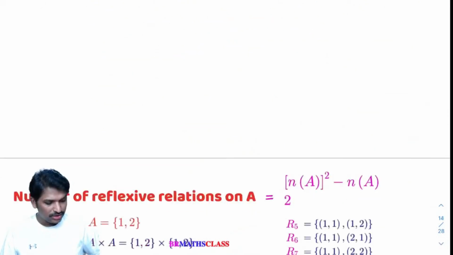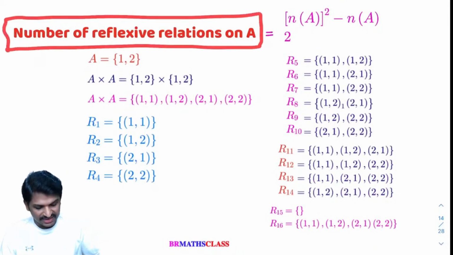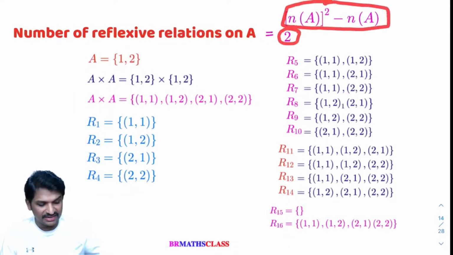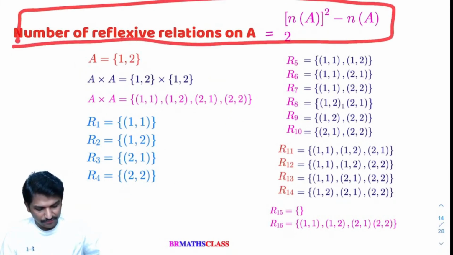Okay, now look here. Very important one. Number of reflexive relations on set A formula. How many reflexive relations can we form on set A? This is the formula. What is the formula? 2 power (number of elements in set A whole square minus number of elements in set A). This is the formula to calculate the number of reflexive relations.